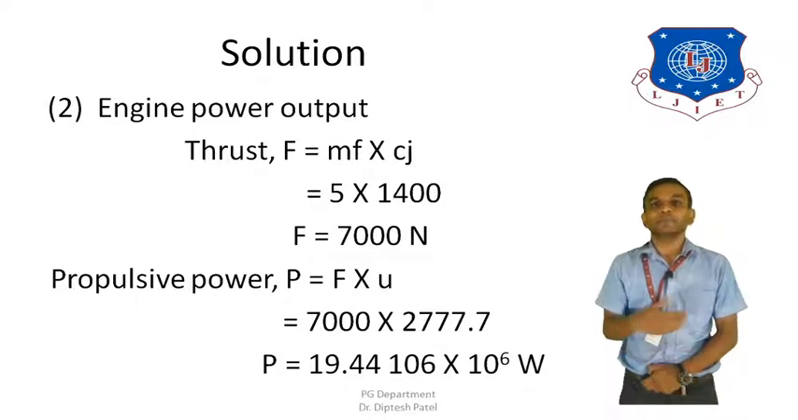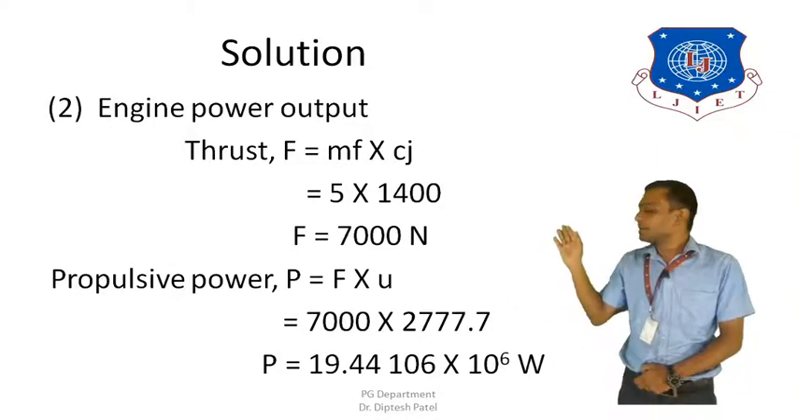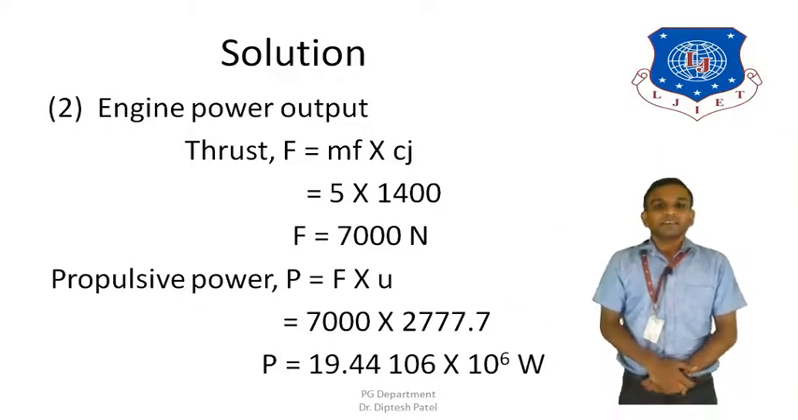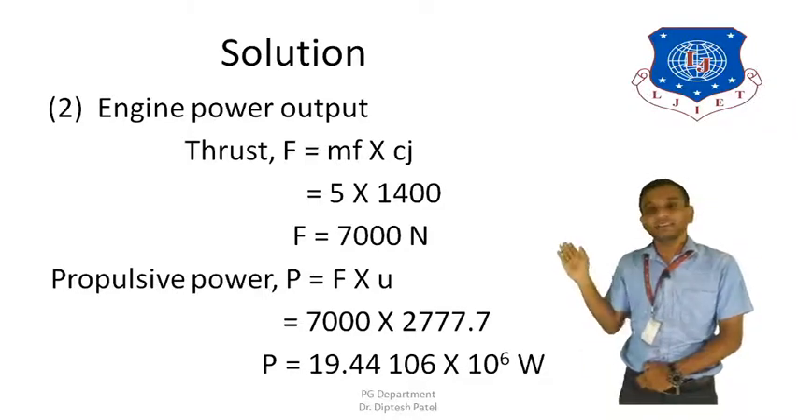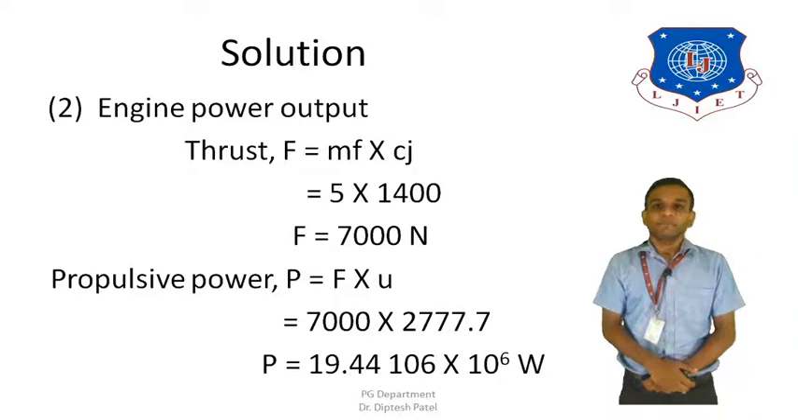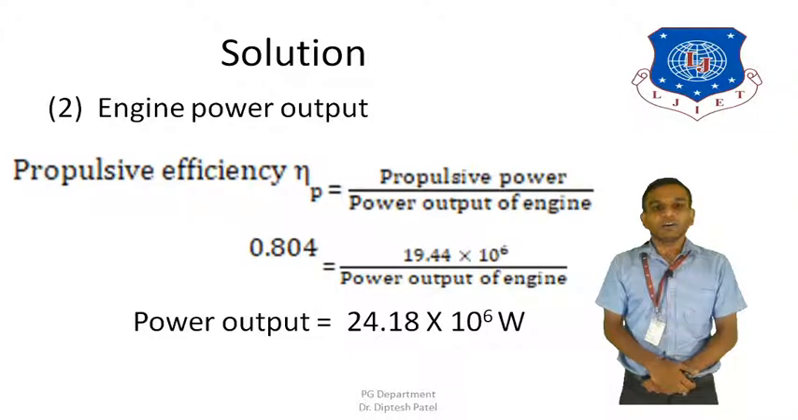So therefore, on the basis of that, I would be able to get the propulsive power, and here capital P is equal to 19.44 into 10 raised to 6 watt. So this is the propulsive power that I would obtain on the basis of the thrust and the velocity of aircraft. Then I am going to use the values of propulsive power and propulsive efficiency to calculate the power output of the engine.